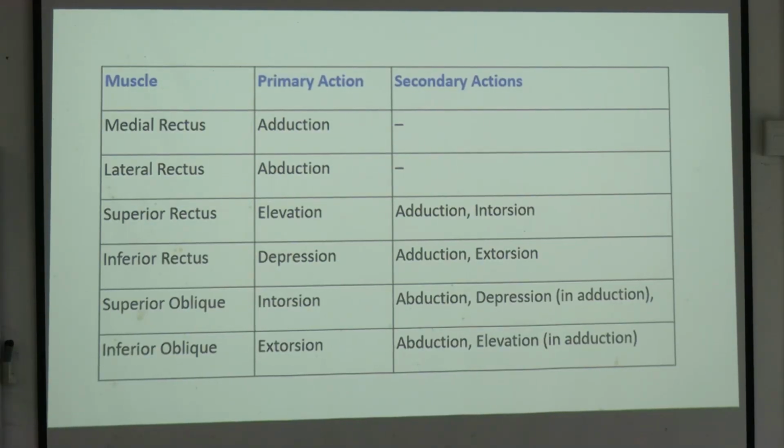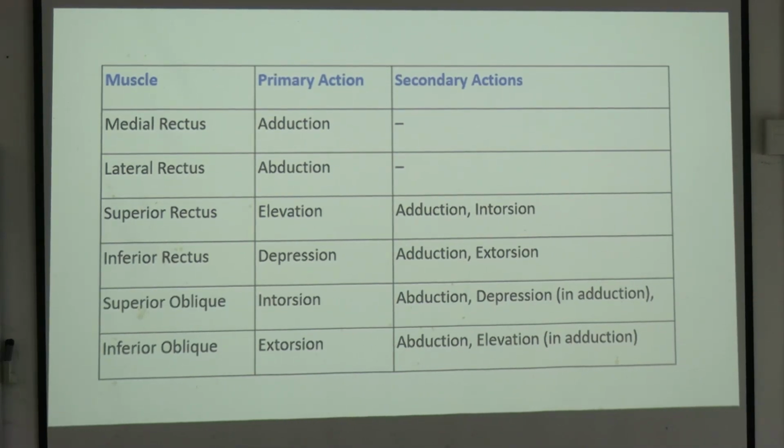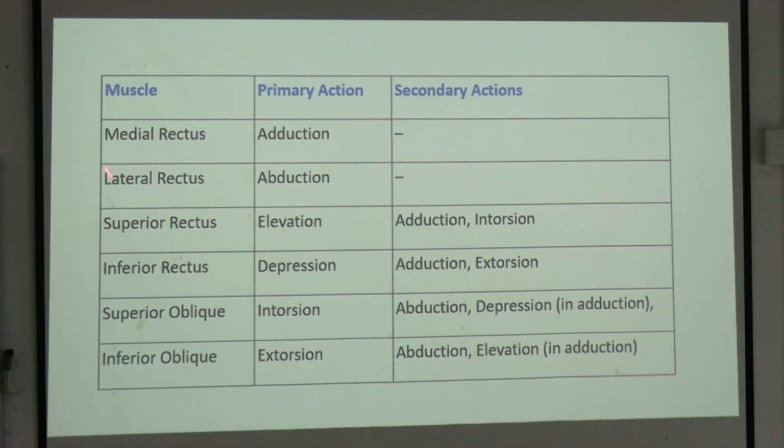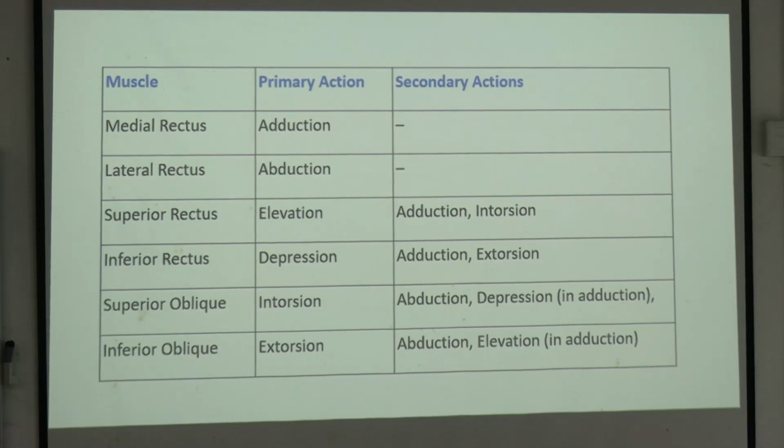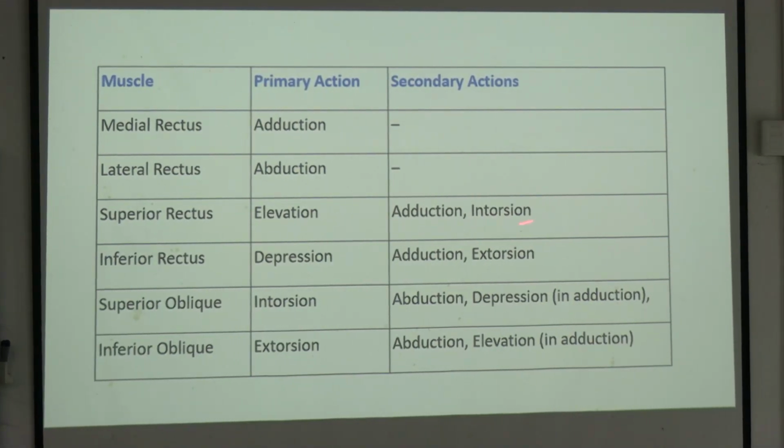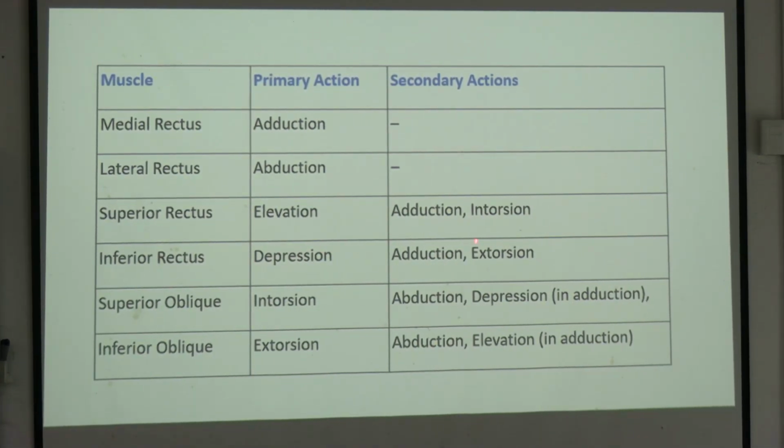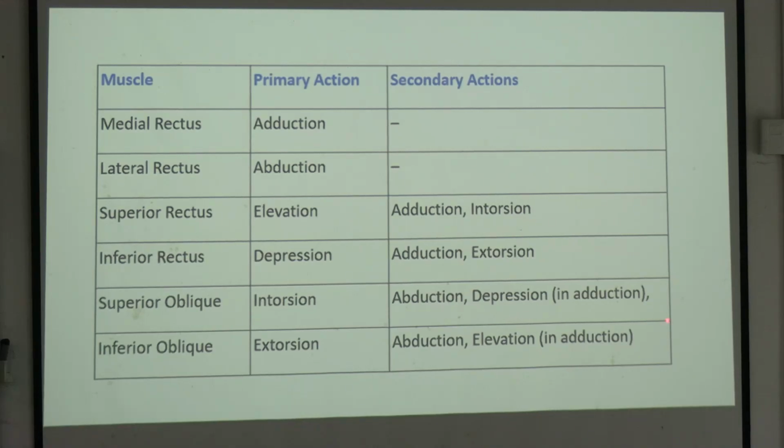So here we summarize the function of all the extraocular muscles. Medial rectus adduction, lateral rectus abduction, nothing else. Superior rectus elevation, adduction, intorsion. Inferior rectus depression, adduction, extorsion. Superior oblique intorsion, abduction, and depression in adduction. Inferior oblique elevation in adduction. These two functions are important: superior oblique depression in adduction, inferior oblique elevation in adduction.